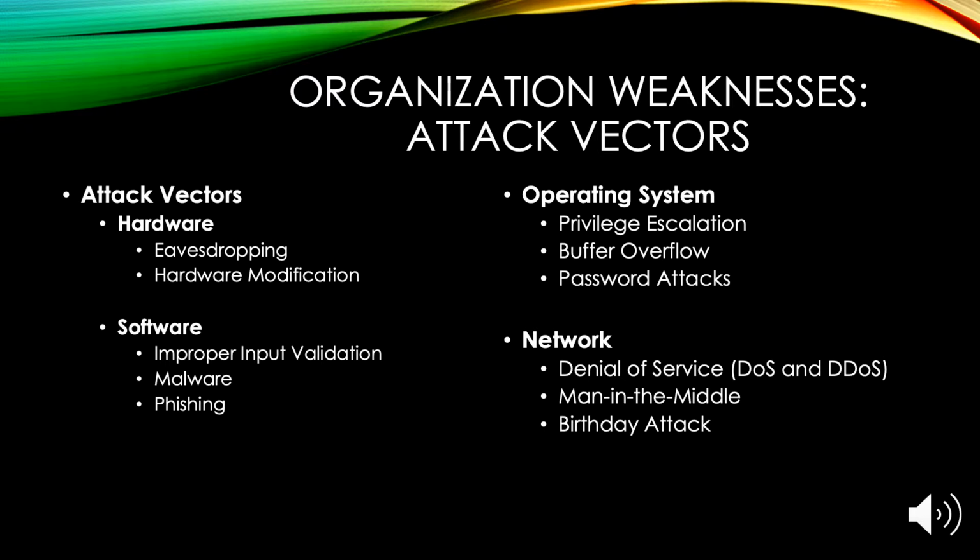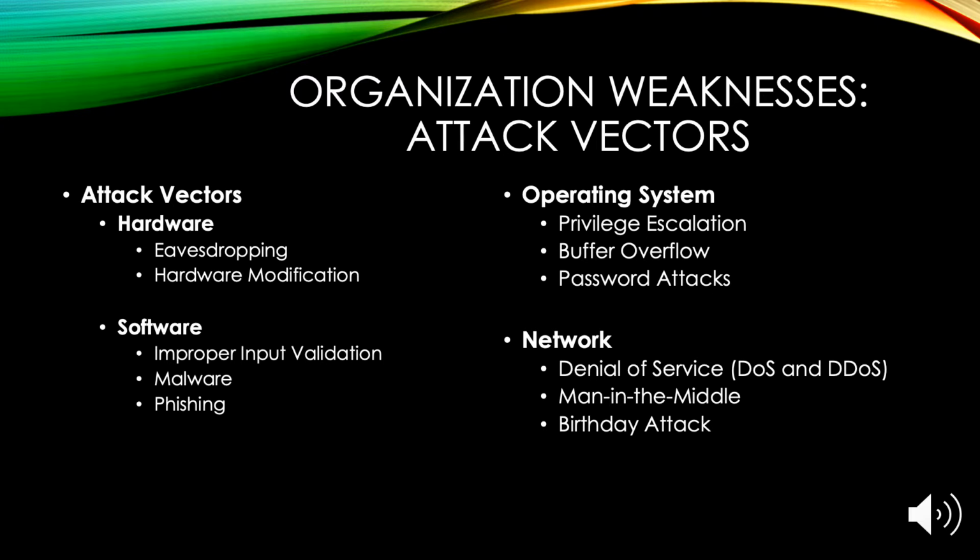Improper input validation is an attack on the software the organization uses. This attack happens when the code for software is not tested correctly. The attacker sends abnormal input to the application. The purpose of malware is to create havoc on the network. Examples of malware that can affect the organization are Trojans, ransomware, viruses, and spyware.